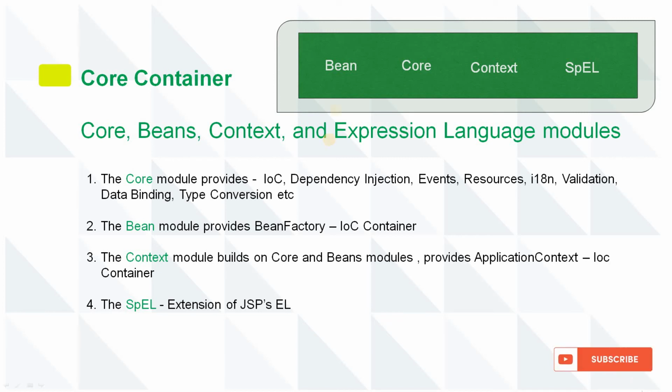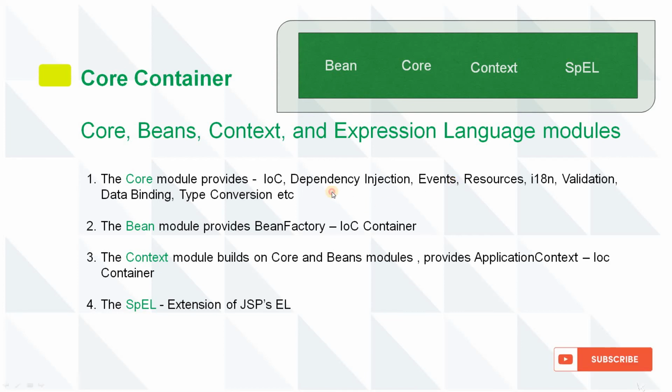All right. Now guys, the bean module provides bean factory. So bean factory is an IOC container. We'll talk about what an IOC container is in the coming videos and I'll give you an example of bean factory. Then we have context. The context module is built on top of the bean module. It provides application context, which is another IOC container. I'll give you an example of application context as well. All right. Now SpEL is Spring expression language. Basically, it is an extension of the JSP's expression language.